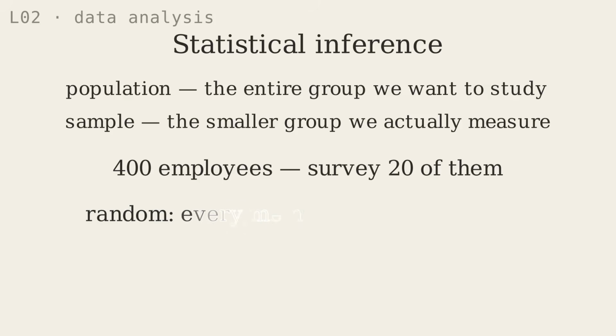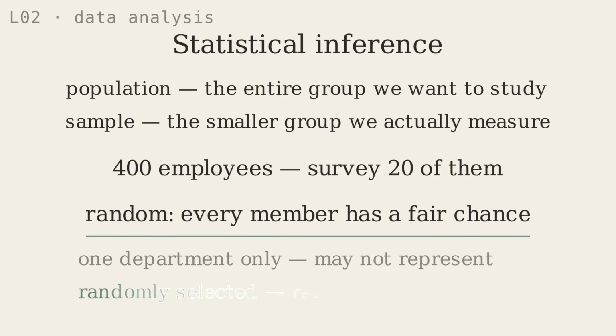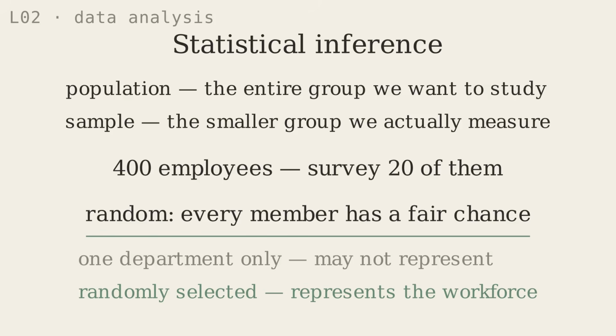However, the conclusion is only reliable if the sample represents the population. This is where random selection becomes important. A random sample gives every member of the population a fair chance of being selected. Suppose the company surveys only employees from one department. The results may not represent the entire company. That department may have different experiences from the other departments. However, if the 20 employees are randomly selected from across the company, the sample is more likely to represent the full workforce.